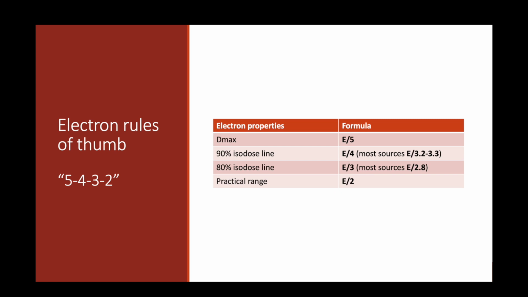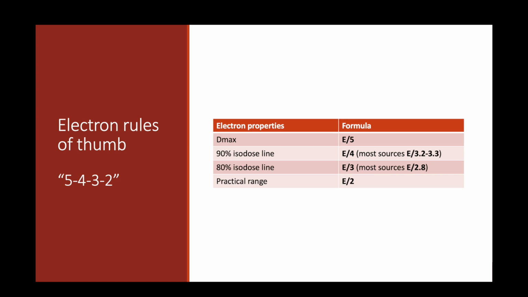So with the depth of Dmax, remember, it's energy divided by 5, and that's a quick rule of thumb to remember what the depth of Dmax is for any given electron beam. The other two equations that are important to think about are the 90% isodose line and the 80% isodose line. So basically what we're asking is, once we shine an electron beam on a patient's surface, or on the bolus surface if we're using bolus, at what depth are we going to have 90% of the dose covered, and at what depth is it going to cover 80% of the dose?